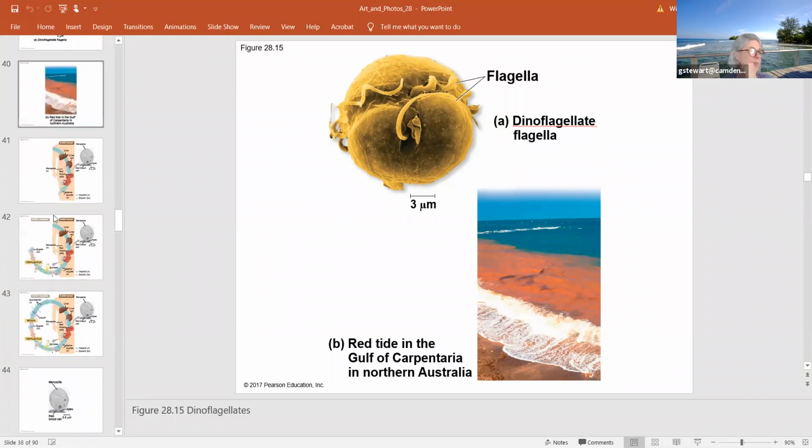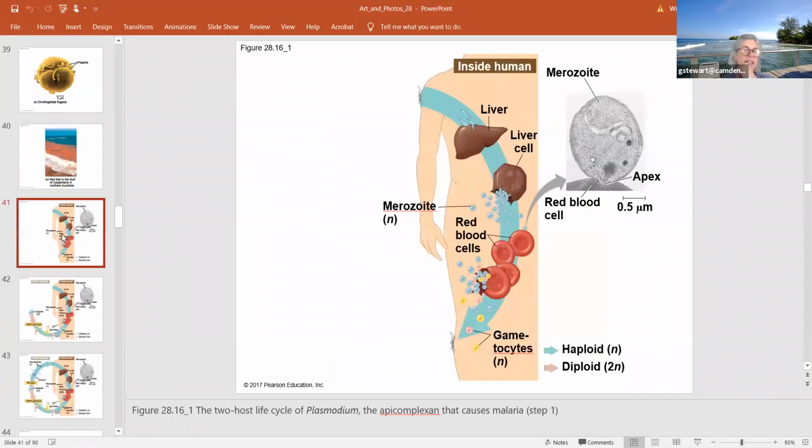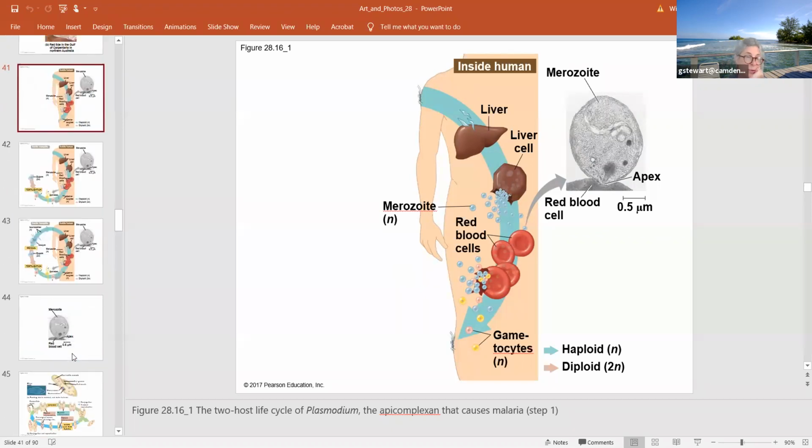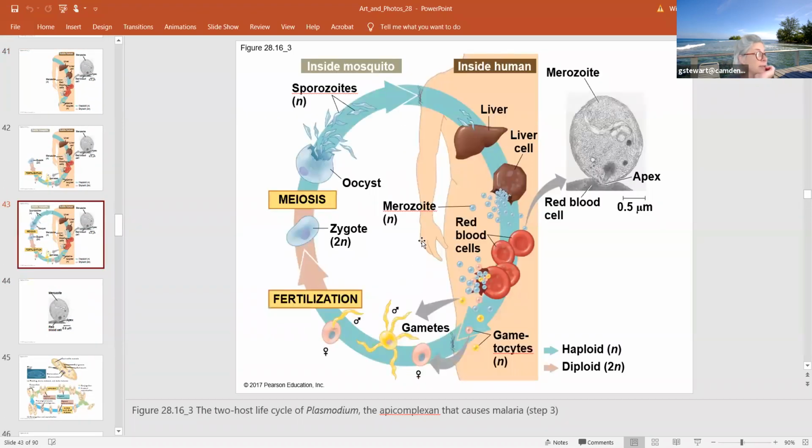The apicomplexans are also a group of alveolates. The most famous would be the parasite that causes malaria, Plasmodium. You can see it here infecting a person, and it has a really complicated life cycle. I'm not going to go through it with you, but they're all parasitic, I believe, the apicomplexans.